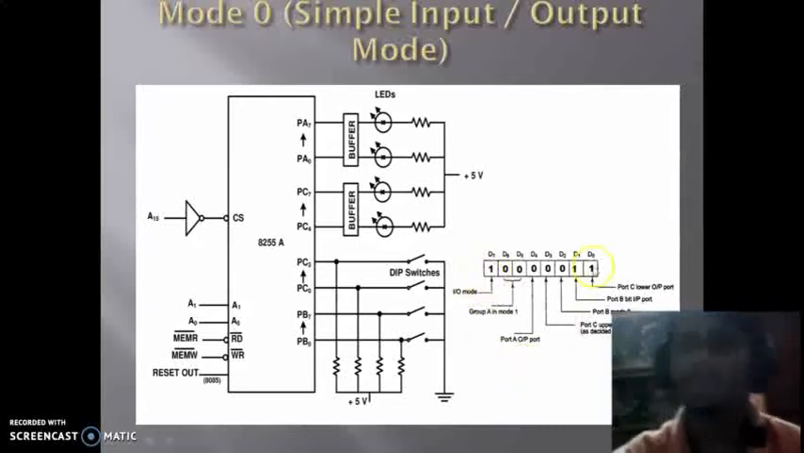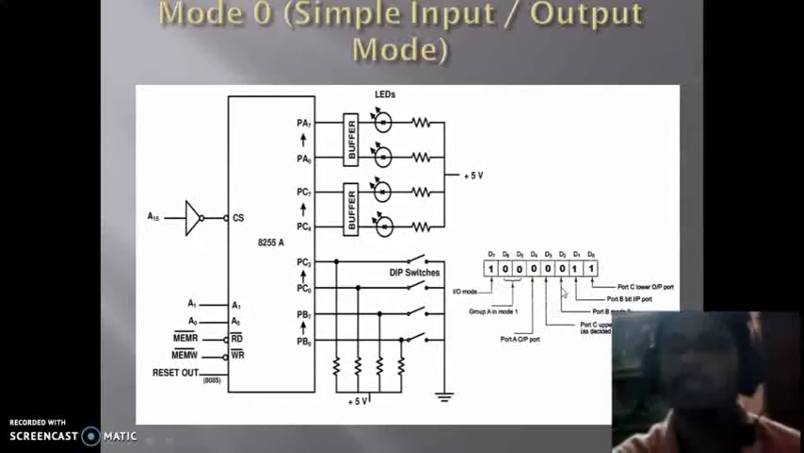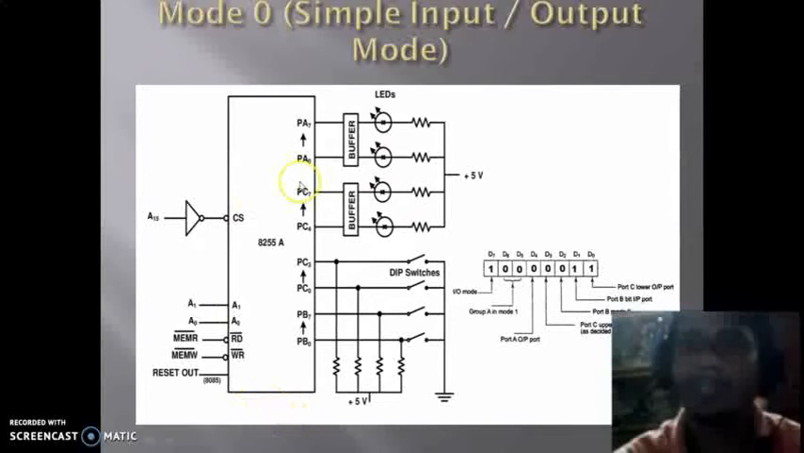So that is the control word, and if you convert it into hexadecimal, it will be equal to 83H. If we write 83H into the control register, then the ports will be configured as we want, as in the figure. Now what will be the addresses for the selection of port A, port B, port C as well as the control register?